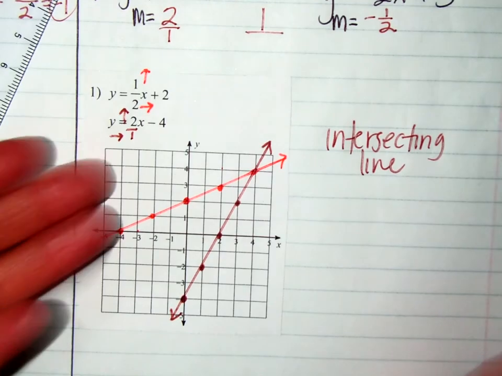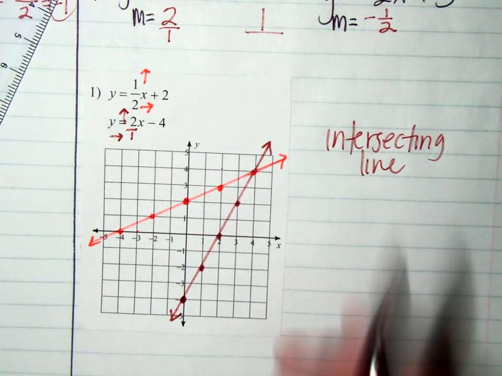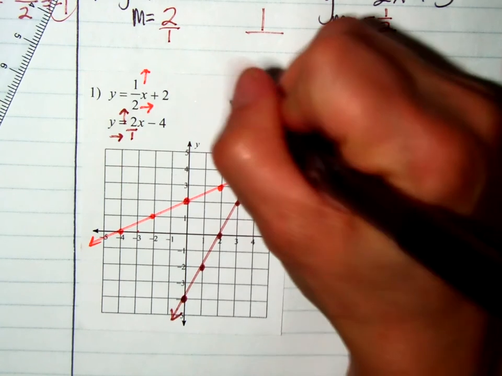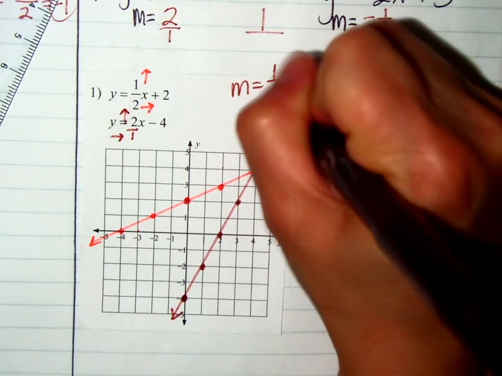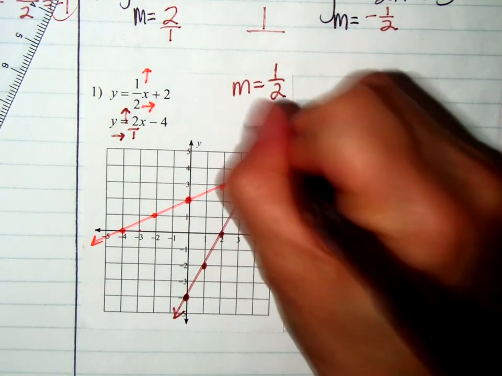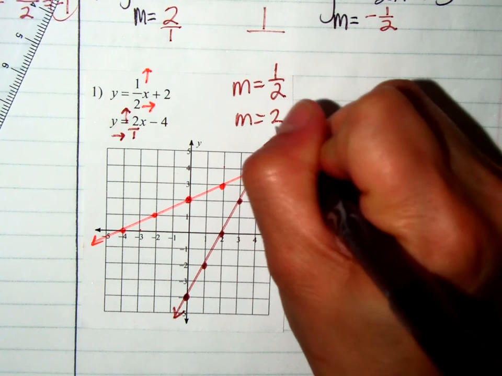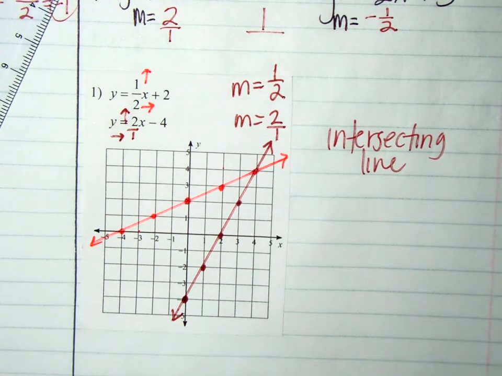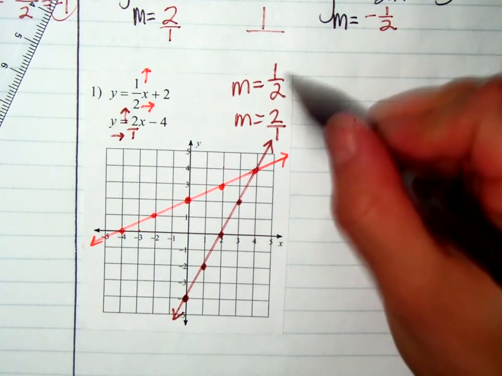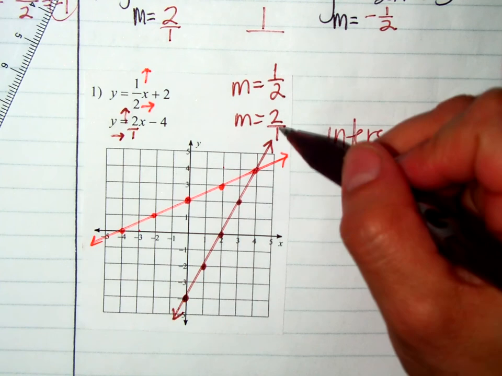Well, if you take a look at the two lines, it's obvious. They're just crossing each other. But more importantly, look at the slopes. The slope of the first line was 1/2. And the slope of the second line was 2, or 2 over 1, whatever makes you feel comfortable. These are different. Therefore, they cannot be parallel.